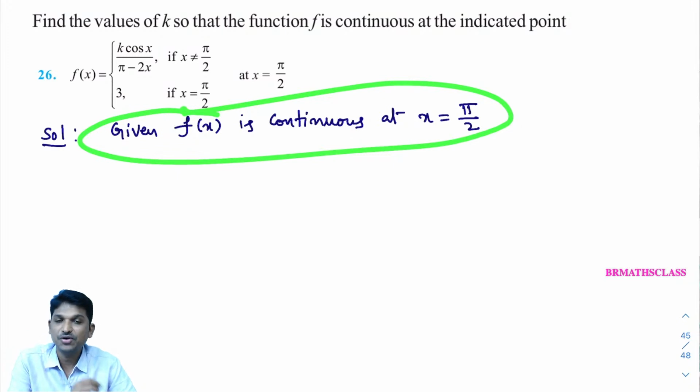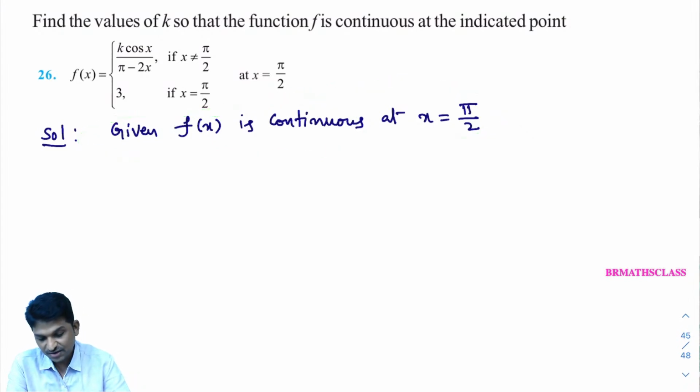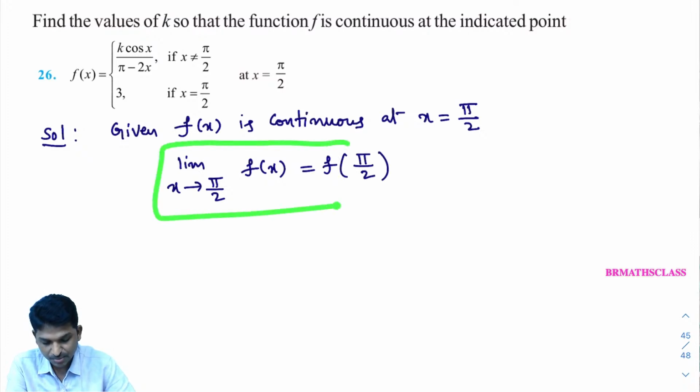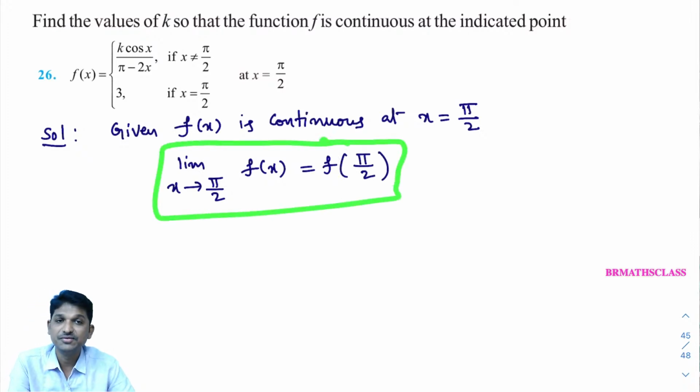When we say f of x is continuous at x equal to pi by 2, here we know this. This is the hero of this story. Limit x approaches pi by 2 of f of x equals f of pi by 2. When this holds good, then we say that the function is continuous at x equal to pi by 2.